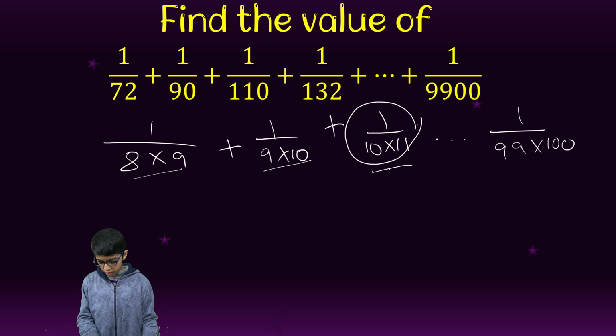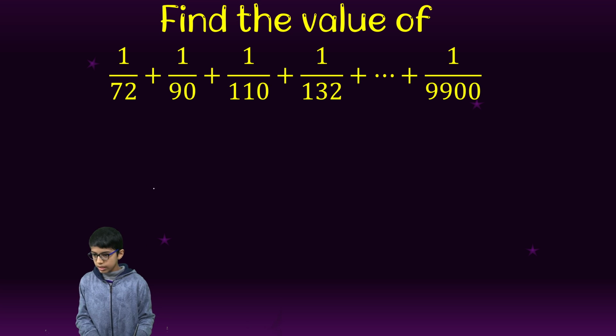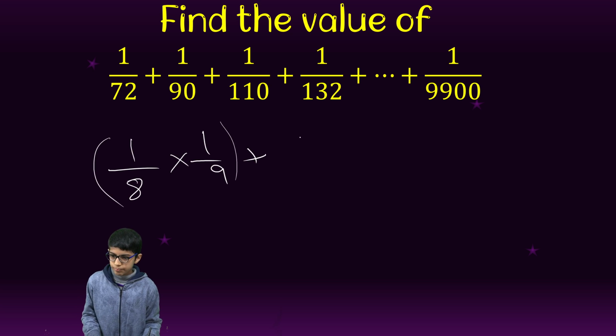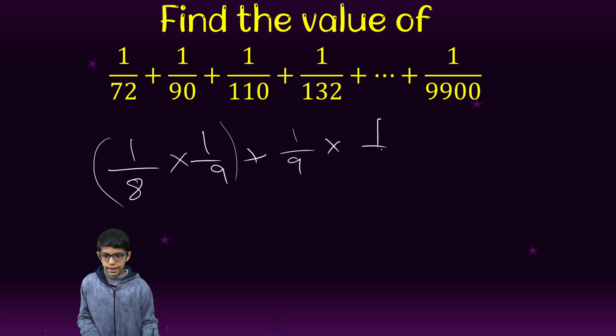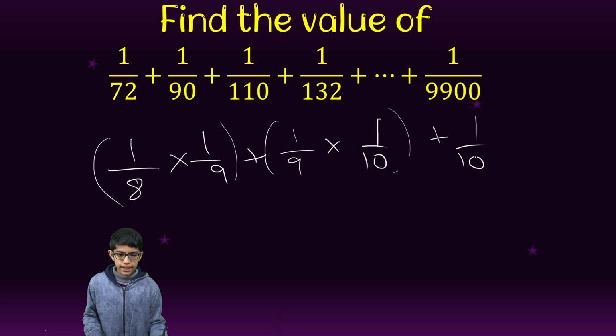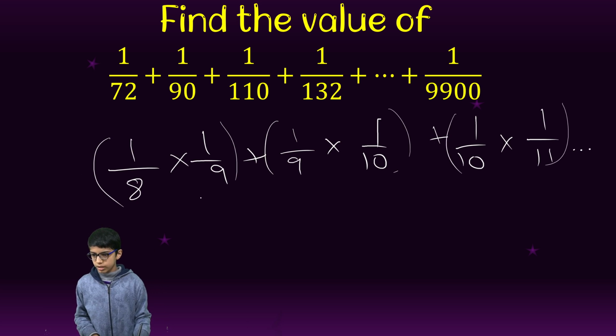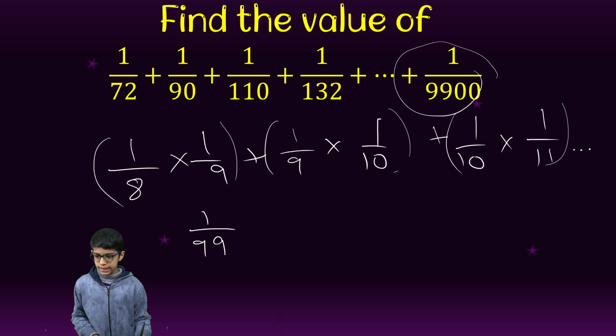Yes. So now we can convert it into 1 by 8 minus 1 by 9. Then plus, this would always be in brackets, 1 by 9 minus 1 by 10. This is also in brackets. Then 1 by 10 minus 1 by 11. This is also in brackets. Till where? Till here, 1 by 99 minus 1 by 100.